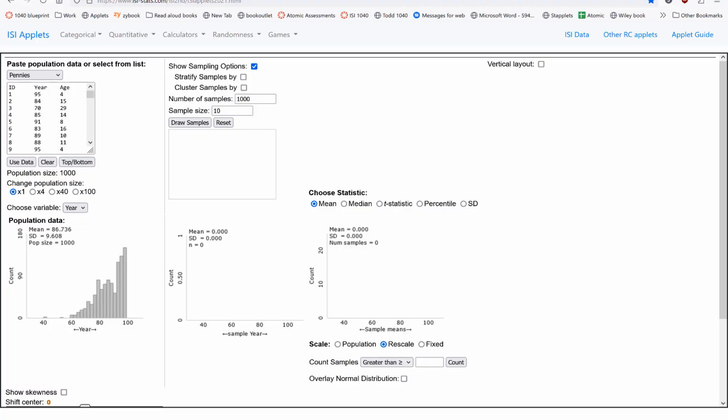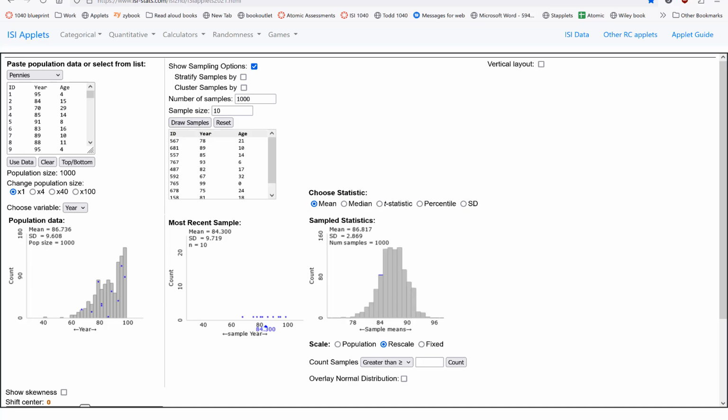For example, let me pull it up in the EyeSight applet. We have quantitative one mean. I pulled up my pennies data. Remember, our pennies was this left skewed data, and I can do 1,000 samples. Each one has a sample size of 10. And I can look at the possible sample means. We're like, oh, they're almost normal, not quite. You can find your mean and SD. We can do all of those things.